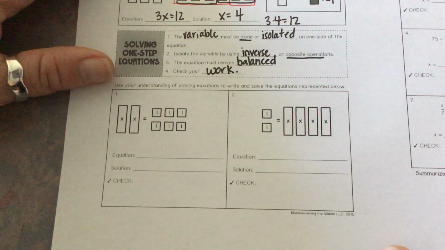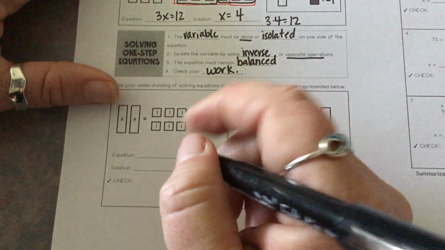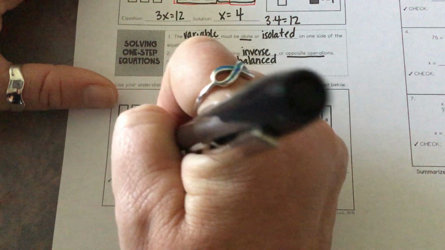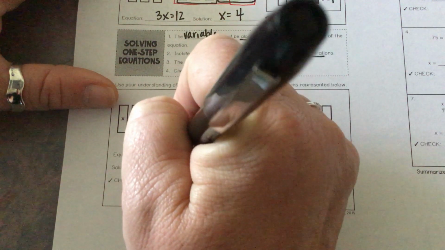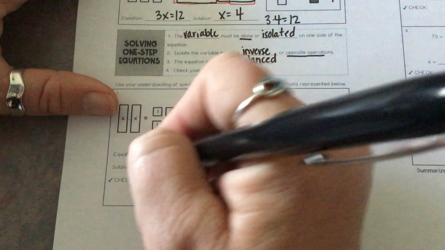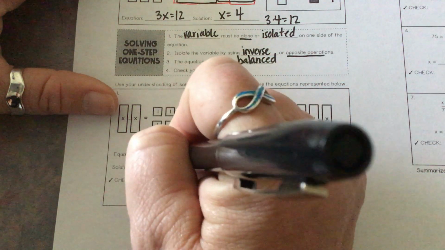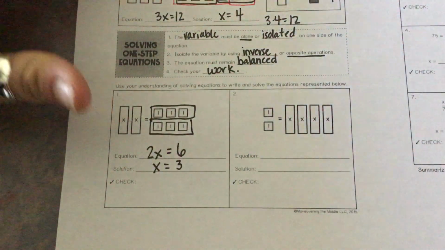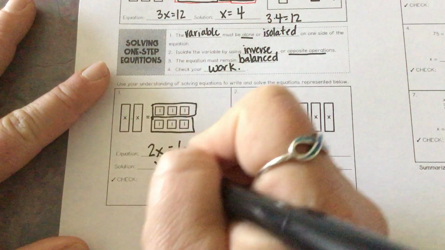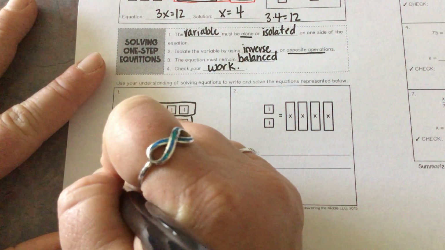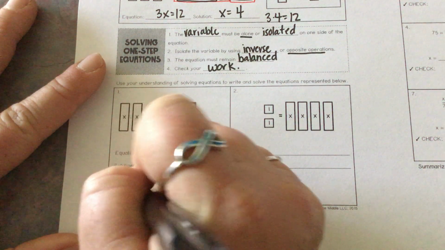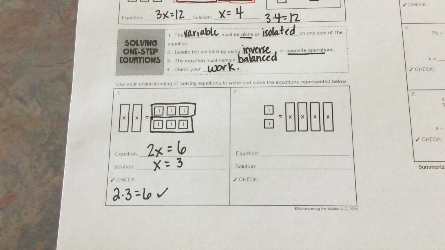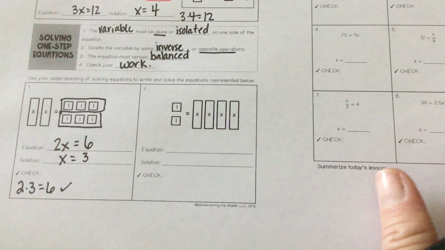All right, so we're going to look at these and then we're going to solve them. For this one, we have two big boxes, so we're going to have 2x equals how many? Equals 6. We know that x equals 3 because we can make two boxes of 3. Now to check, we substitute in our 3 for x, and we do 2 times 3 equals 6. We know that's true.